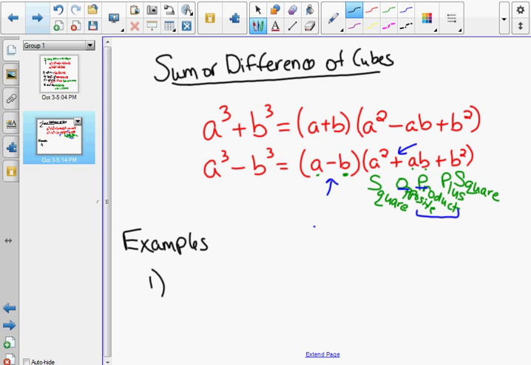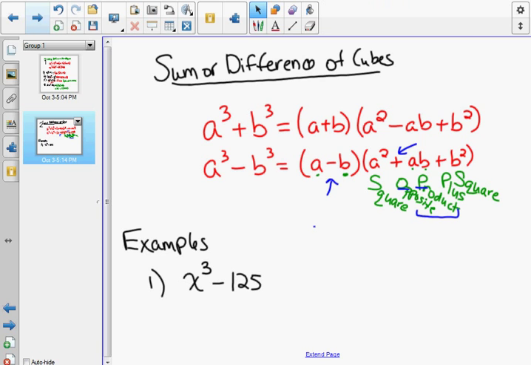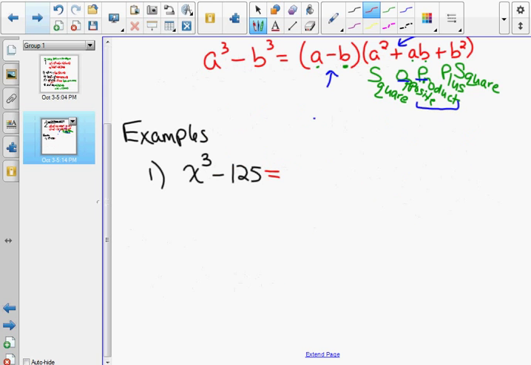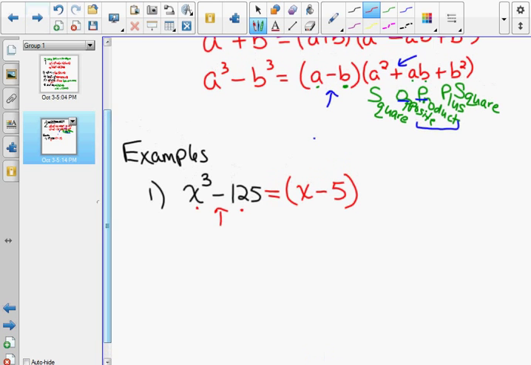All right, so the first one we're going to consider is x cubed minus 125. To get started, we're going to look at the binomial. The binomial is going to be the cube root of what we have here, which is x, and the cube root of what we have here, which will be 5, because 5 times 5 times 5 is 125. Because we have a minus sign here, we're going to have a minus sign inside the binomial. Now we're going to use SOPs to help us factor the trinomial. So I'm going to write SOPs above.